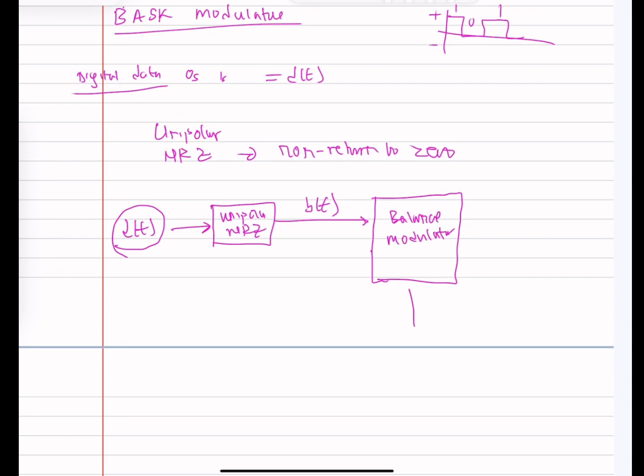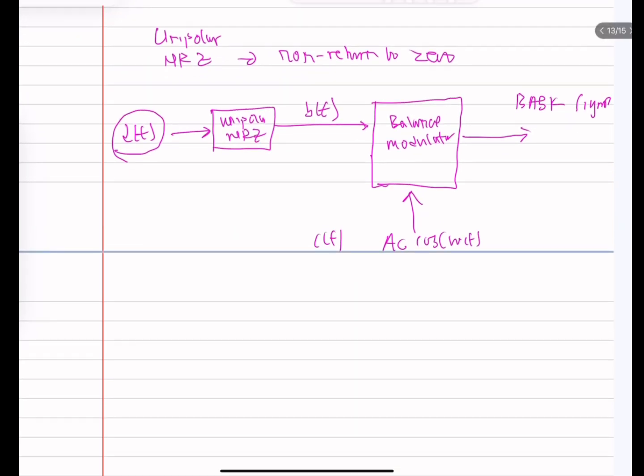And we use a carrier AC cos omega ct, which is our C of t, to modulate it. And the output is going to give us the BASK signal.